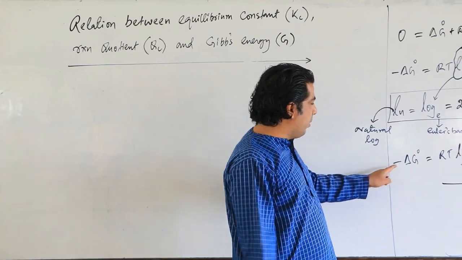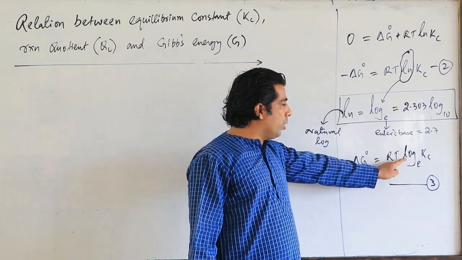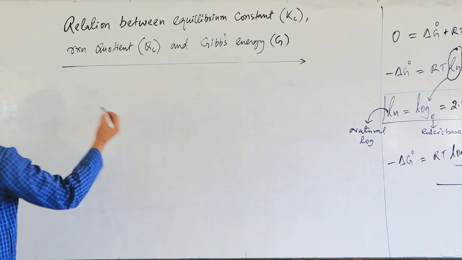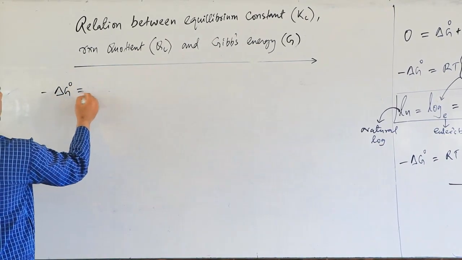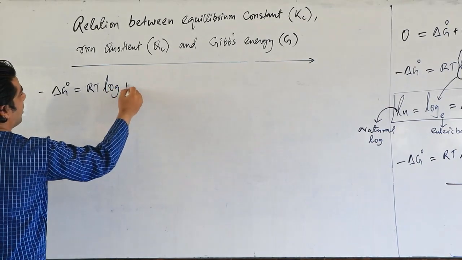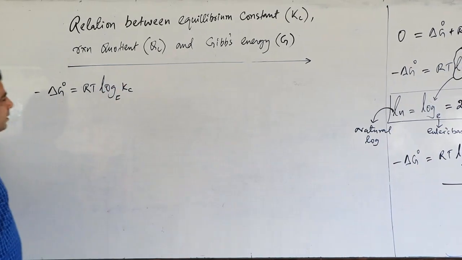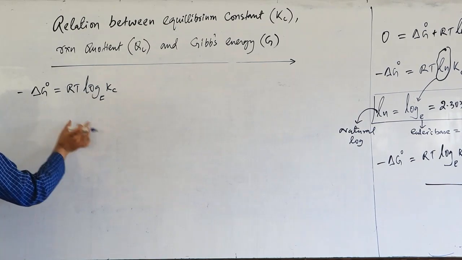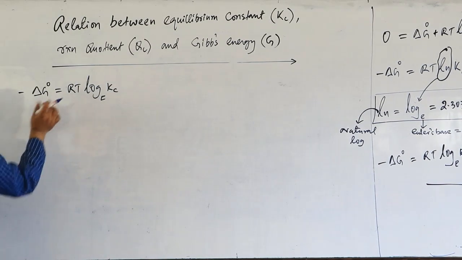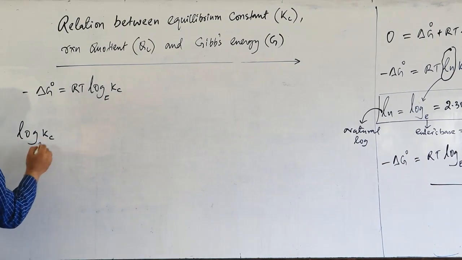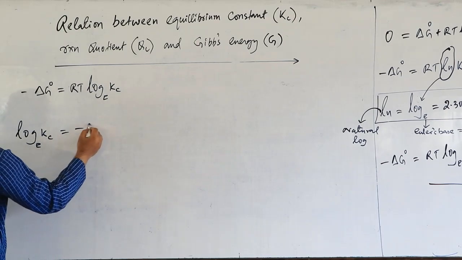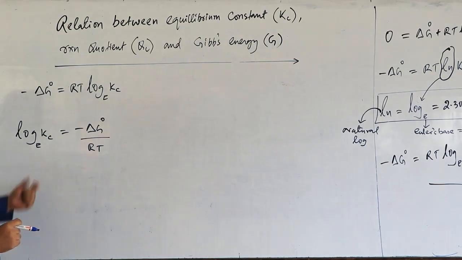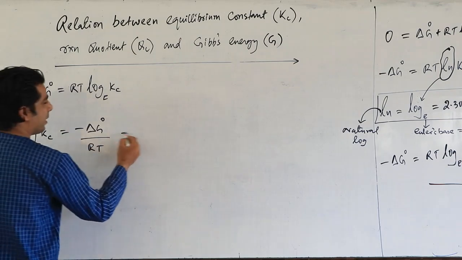Dear friends, you have learned minus delta G naught is equal to RT log Kc, correct? And the base is e, that is Euler's base, my dear friends. Now let us further simplify this expression. Let's take our expression minus delta G naught is equal to RT log to the base e Kc, correct? This is our equation number 3. So let us further simplify it. Let us keep this log to the base e on this side, and let's transfer RT to this side. So I will get here log Kc to the base e is equal to minus delta G naught divided by RT. So this is my expression, my dear friends. Let's call it equation number 4.